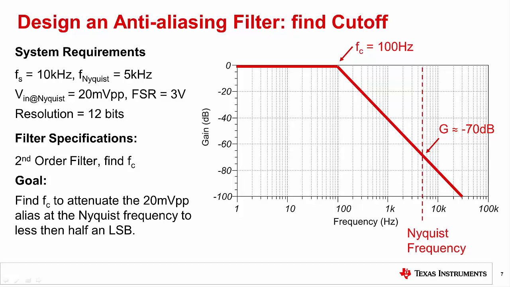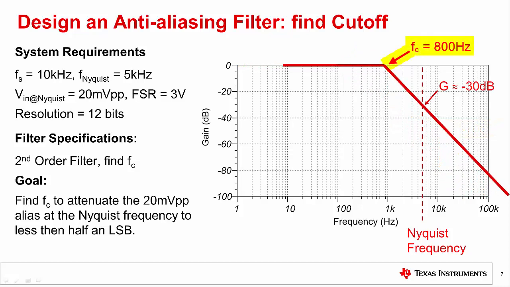In general, the anti-aliasing filter needs to reduce the amplitude of the noise signal to a level the ADC can no longer detect. That is, we want to reduce it to less than 1/2 an LSB. In this example, we want to use a simple second-order filter, so the design goal is to find a cutoff frequency that will get the proper attenuation. For example, you can see with the cutoff frequency at 100 Hz, the attenuation is about 70 dB.